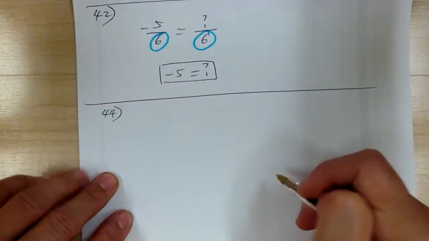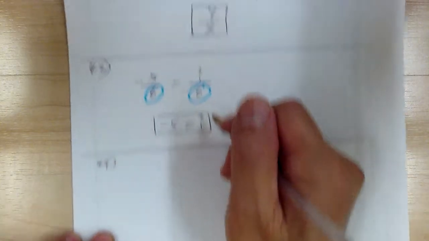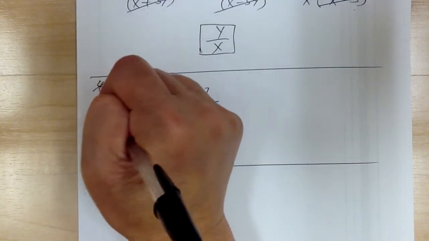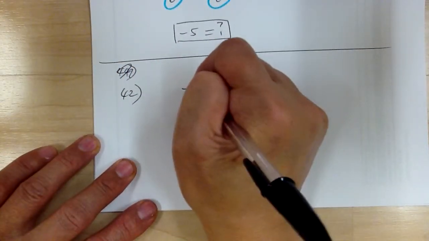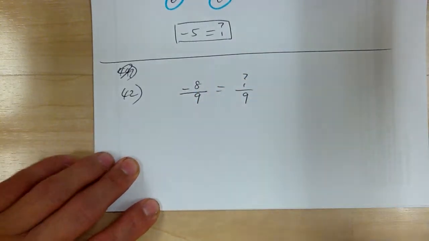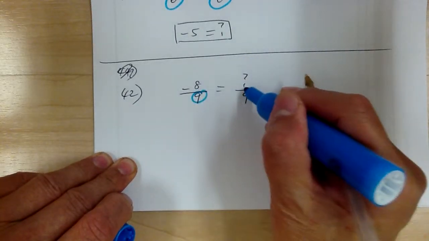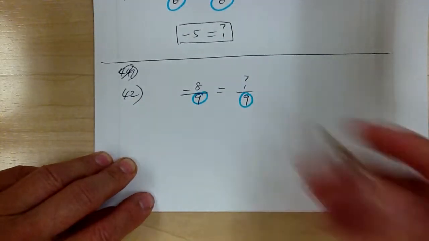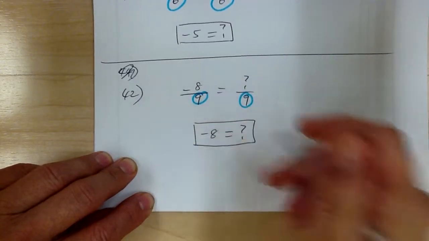Okay, number 44. Wait, back up. This is number 41. Okay, let's do number 42. You have negative 8 over 9 equal to question mark over 9, right? So you can just do the matching. The 9 matches up with the 9, so that means the question mark will match up with negative 8. And that's it, so that's 42.